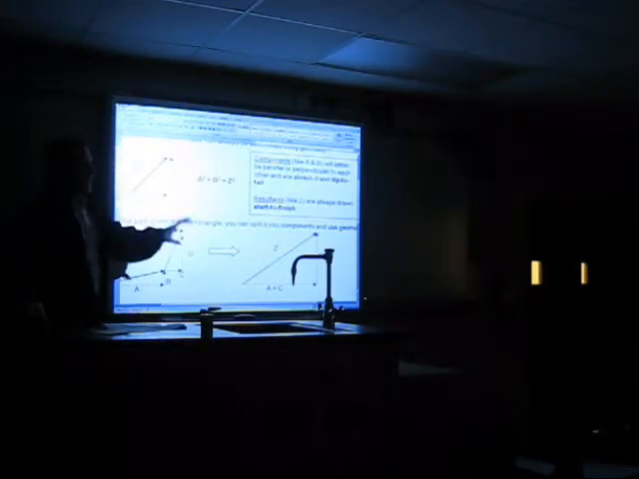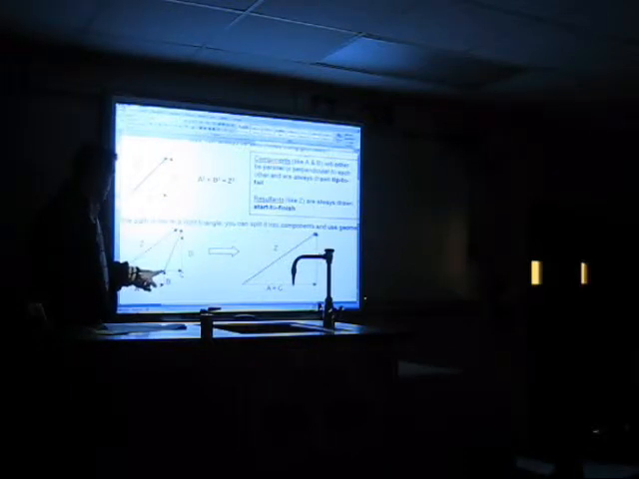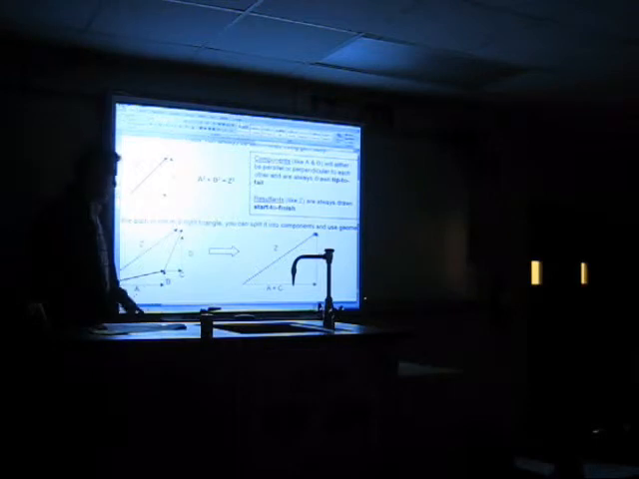With any vector, with any component, they always have to be tip to tail, the way you draw them. It's going to be easier when I show it on the other program here. But every component always has to be tip to tail.